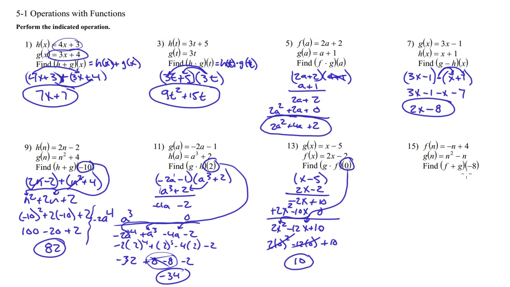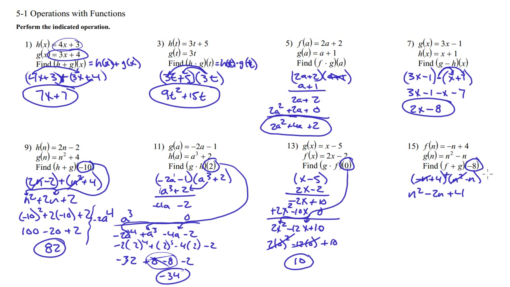15. F plus g of negative 8. So we're going to add these two together. Negative n plus 4 times n squared minus n. Oops, not times, but plus, right? So we're just going to collect like terms. N squared is the biggest one, and then we have minus an n, and then, oh sorry, negative n and another negative n is negative 2n, right? And then plus 4.